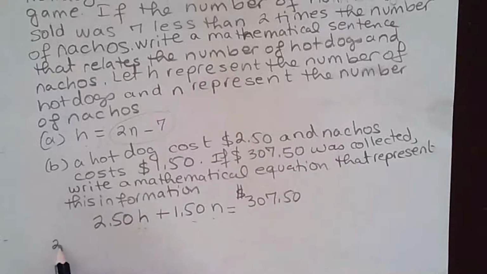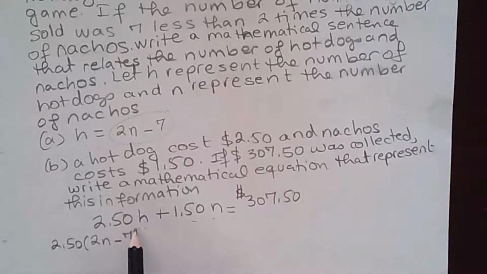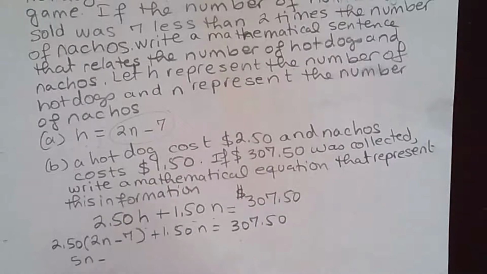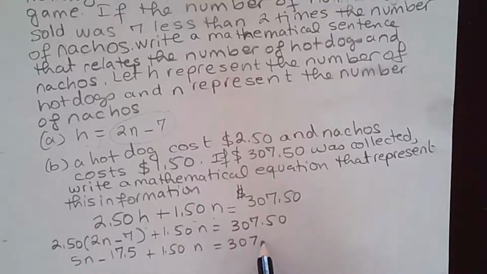So I get 2.50 times H, which is 2n minus 7, plus 1.50 n equal to 307.50. Now let's go ahead and solve. 2.50 times 2, that's 5n, minus 2.50 times 7, that would give us 17.5, plus 1.50 n equal to 307.50. Now let's combine like terms here.